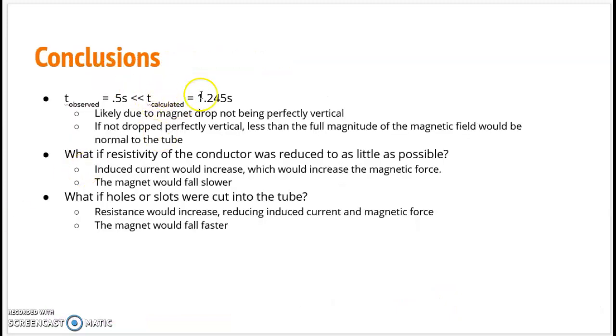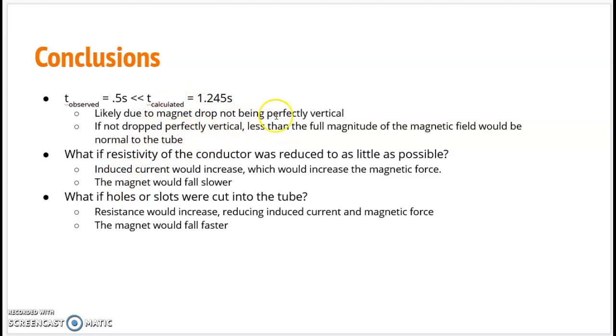In conclusion, this is actually much higher than the time that we observed ourselves. It's very likely that this is because we were not dropping the magnet perfectly vertical through the tube. Because it is at a slight angle, the full magnitude of the magnetic field is not in the y direction, and so the full magnetic force being resisted is not all in the y direction. And so it is not fully counteracting the force of gravity, which is why it's not going to fall as quickly.